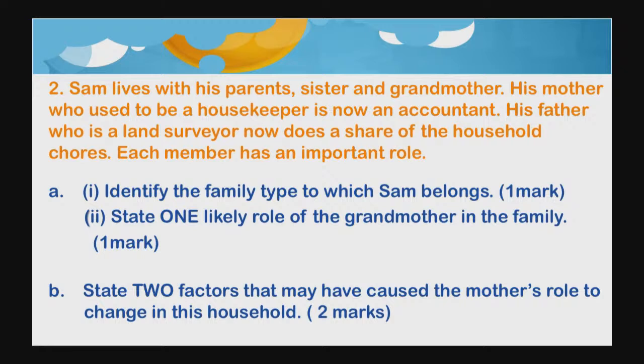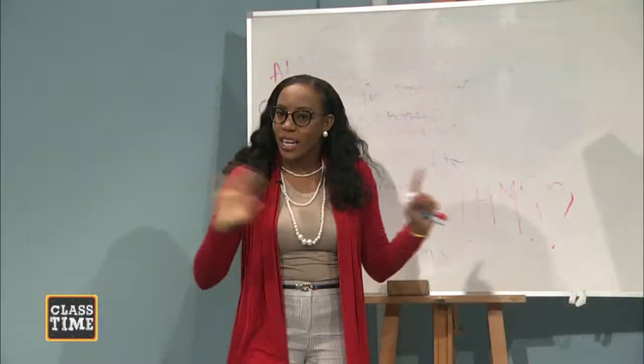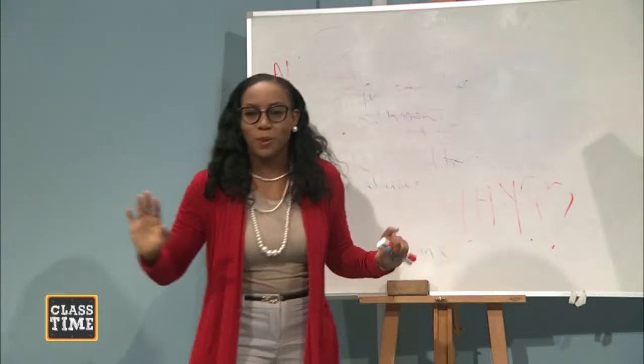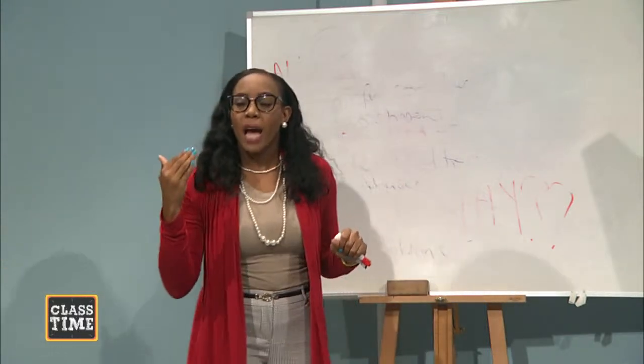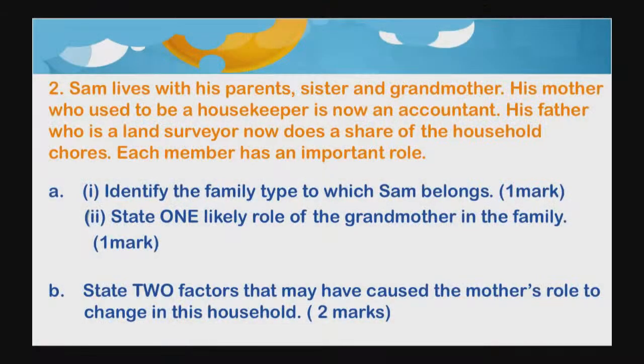So we're moving. A. 1 mark, pay attention again. Identify the type of family which Sam comes from. That's what it's asking you. From your parents, sister, grandmother, what type of family you would see there? Very good, extended, because the grandmother would shift the dynamics of that. Easy, you write that down? Easy points, 1, 2.